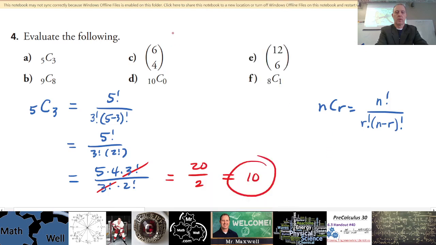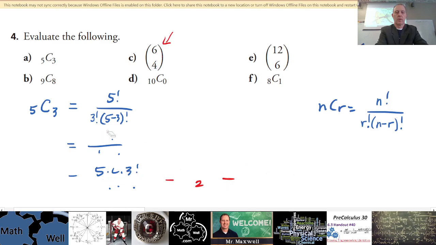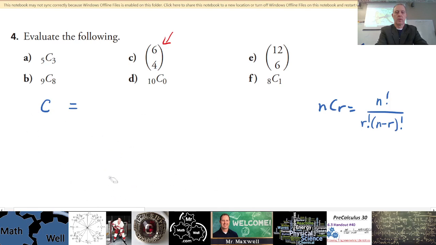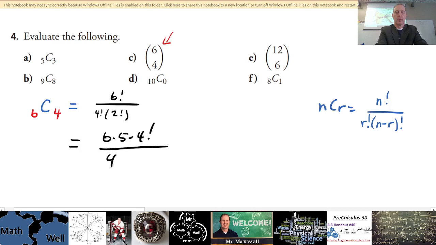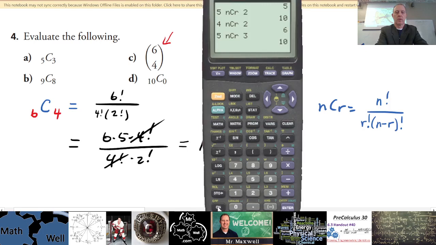All right. Remember this notation, the 6 over the 4. That's just another notation for combinations. So that's going to be 6 choose 4, and we'll do the same sort of thing that we did with A. 6 choose 4 this time. And so that's 6 factorial over 4 factorial, since 4 is r, and 6 minus 4 is 2 factorial. That's 6 times 5 times 4 factorial over 4 factorial times 2 factorial. Those are gone. That's 30 over 2 is 15. That's what I get. But let's double check that. So 6, math, back, nCr, choose 4 is 15.